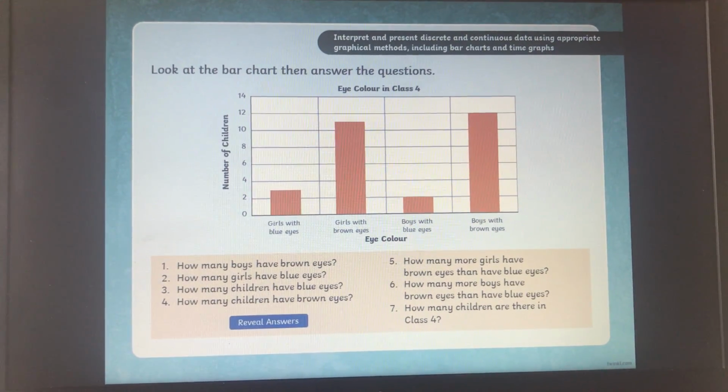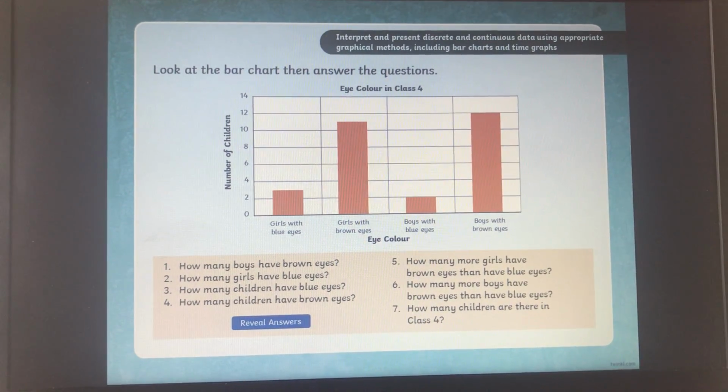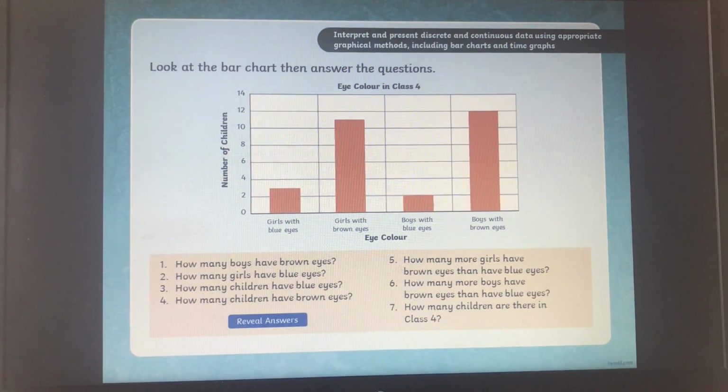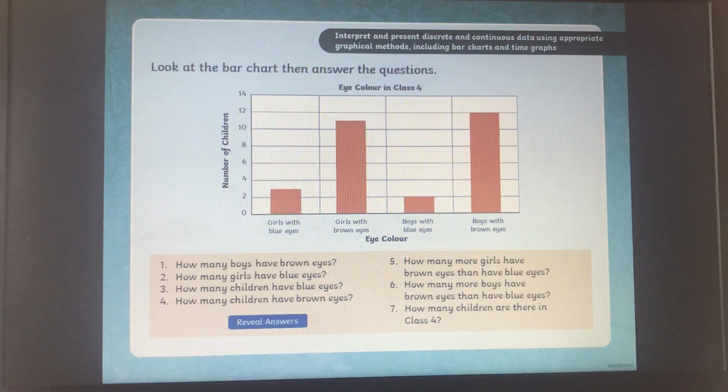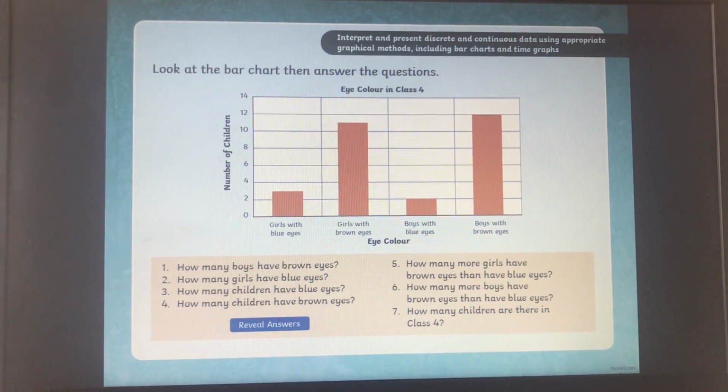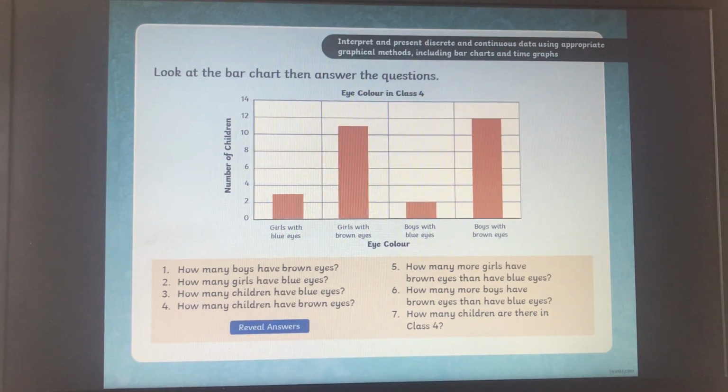First up is a bar chart. Before we can attempt to answer any of the questions, we need to interpret the information that's given. This bar chart shows eye colour in class 4, and it's scaled to the 2 times table.